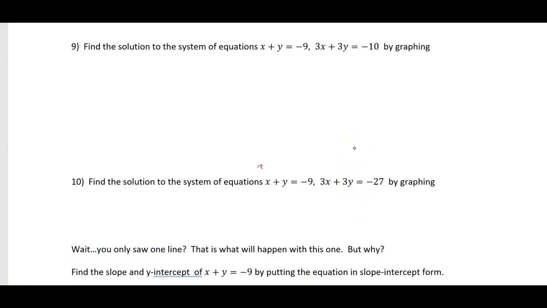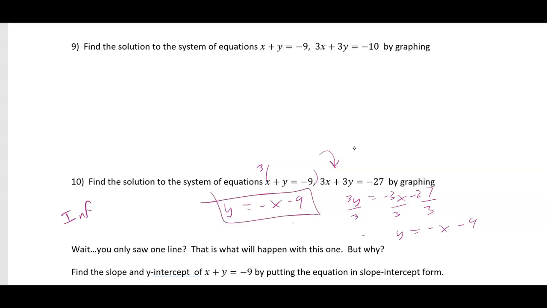Because I notice if I were to multiply this whole equation by 3, I get this equation. They are the same thing. The other thing I could notice is if I turn this into slope-intercept form, I would do 3y equals negative 3x minus 27, and divide everything by 3. I would get y equals negative x minus 9. They are the same line. The same line is infinite solutions because it's like I only really have one equation. Just putting the equation in a different form doesn't give you a new equation. It gives you the same relationship expressed differently.